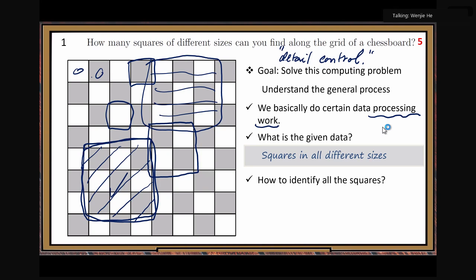So we need to control: not too much detail, not too little. If the detail is not enough, then you cannot solve the problem. So you need to use enough information to solve the problem, but just the right detailed information. That's what I mean by detail control in your problem solving.